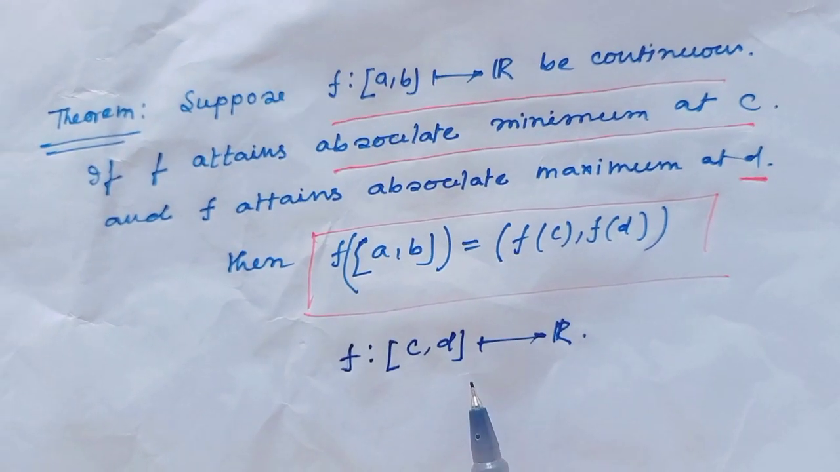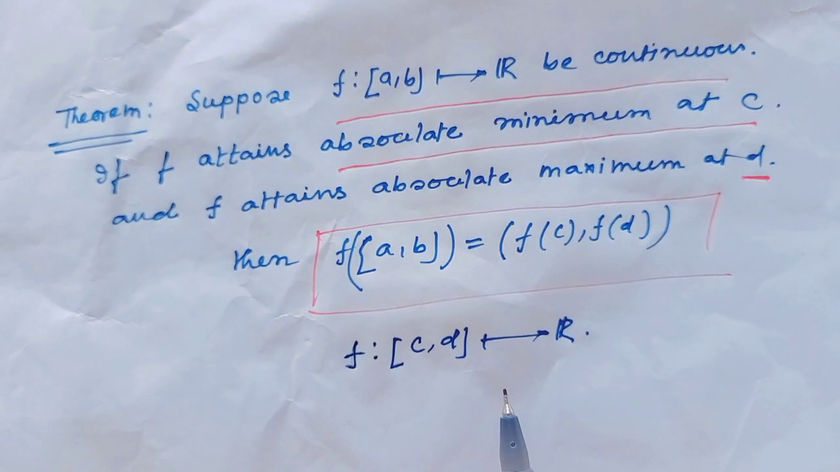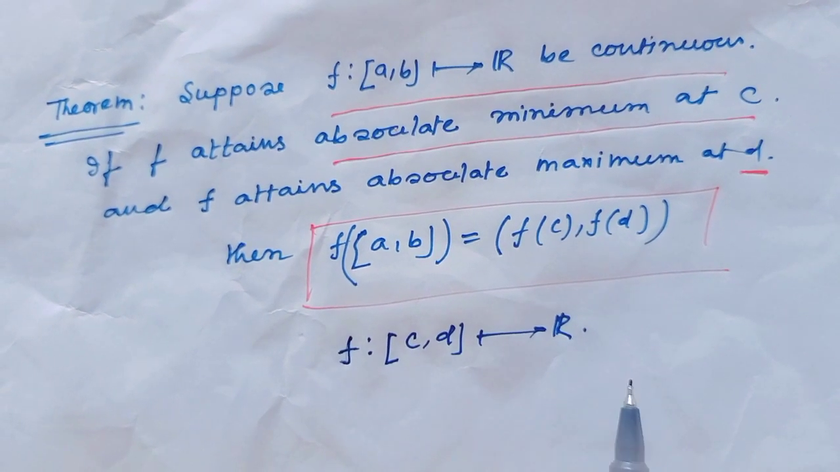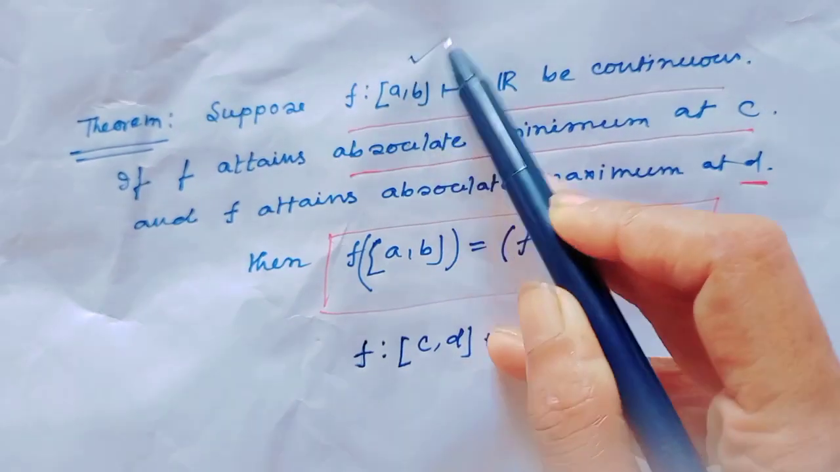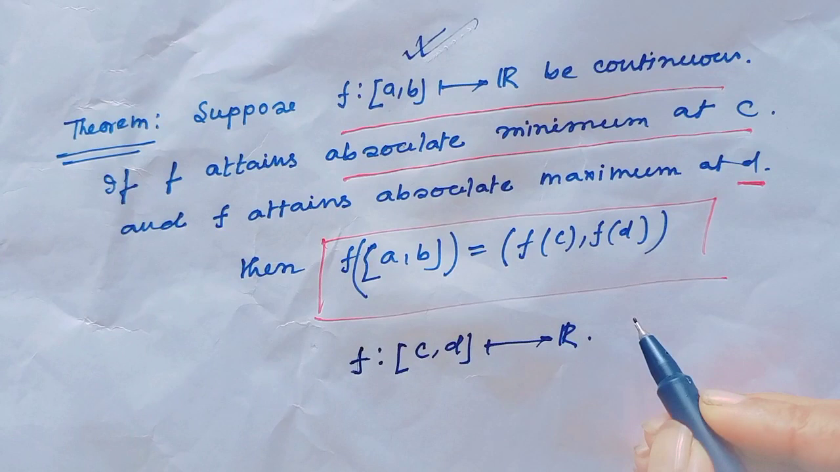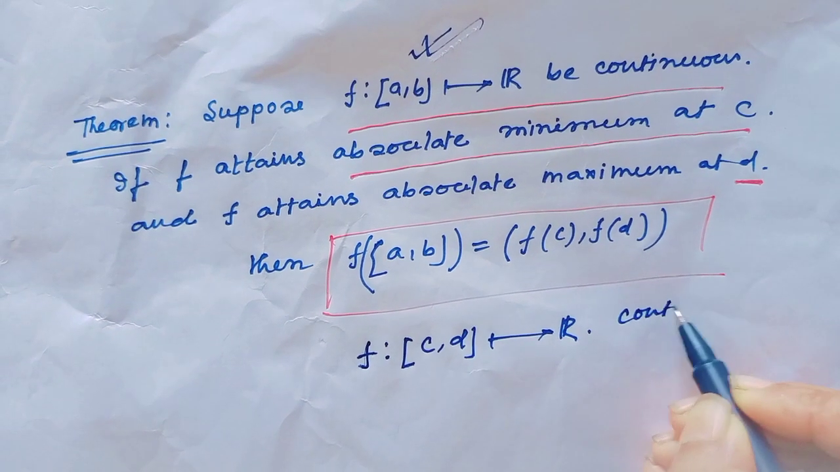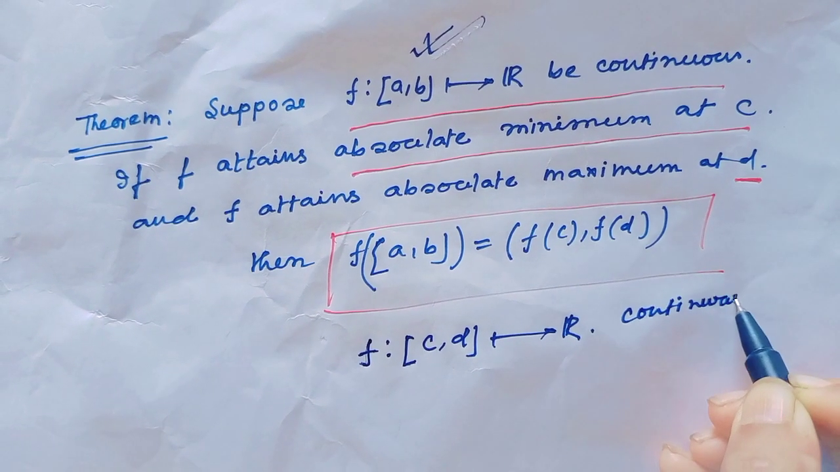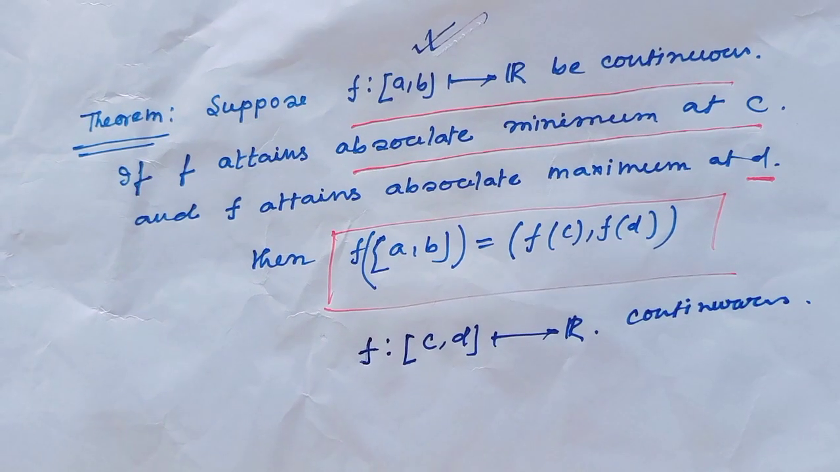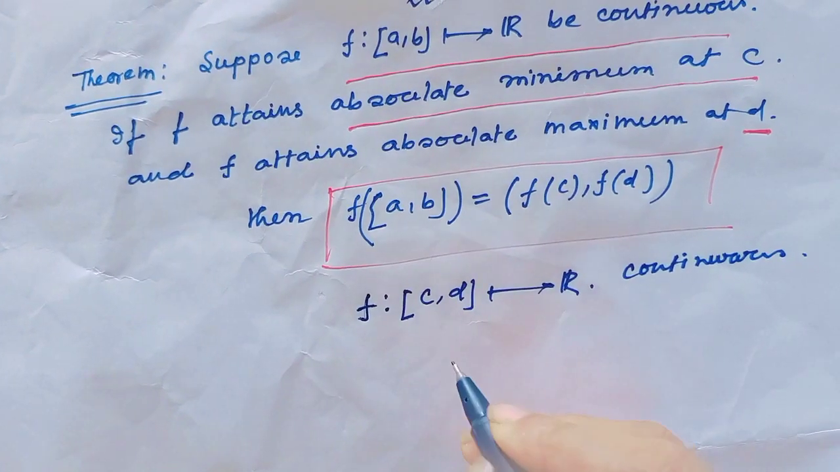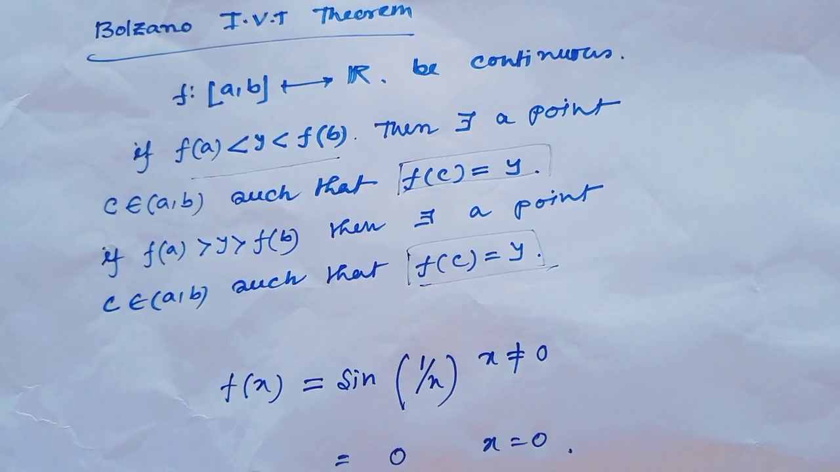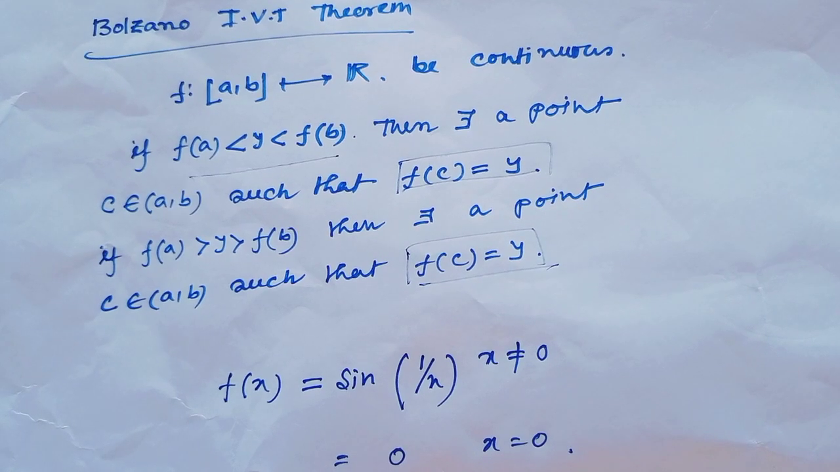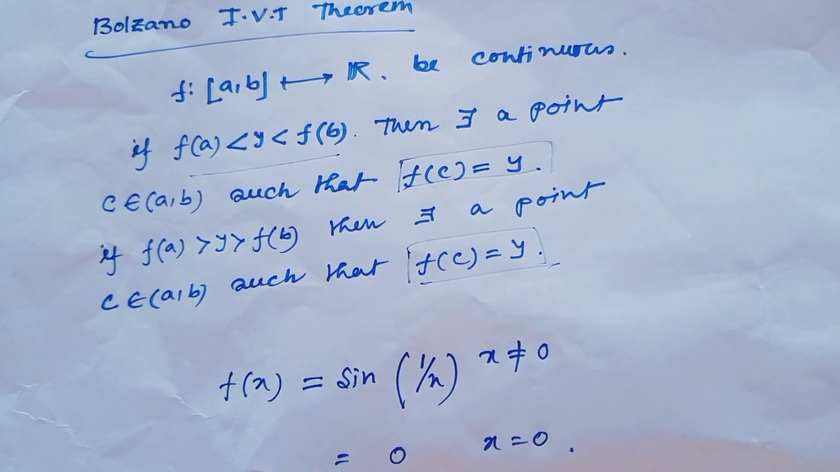For this, consider a new function f from [C, D] to R. Obviously, this is a restriction of the function, and it is still continuous. Now use the intermediate value theorem. Simple Bolzano intermediate value theorem in real life. But for functions of several variables, this concept is different.